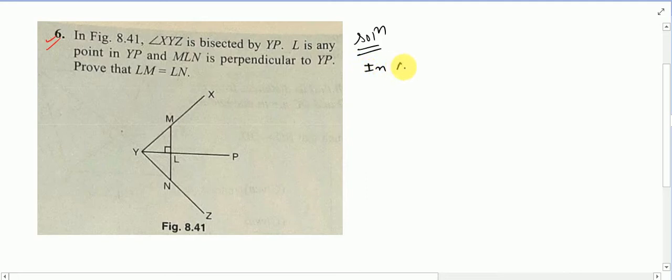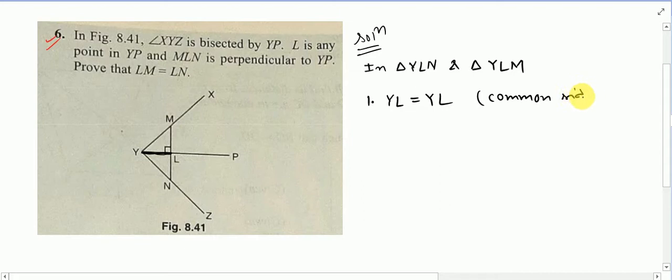In triangle YLN and triangle YLM, number 1, YL is equal to YL. Here we have got two triangles and this YL is common for both the triangles. Yes or no? So that's why I wrote YL is equal to YL, common side. Okay.